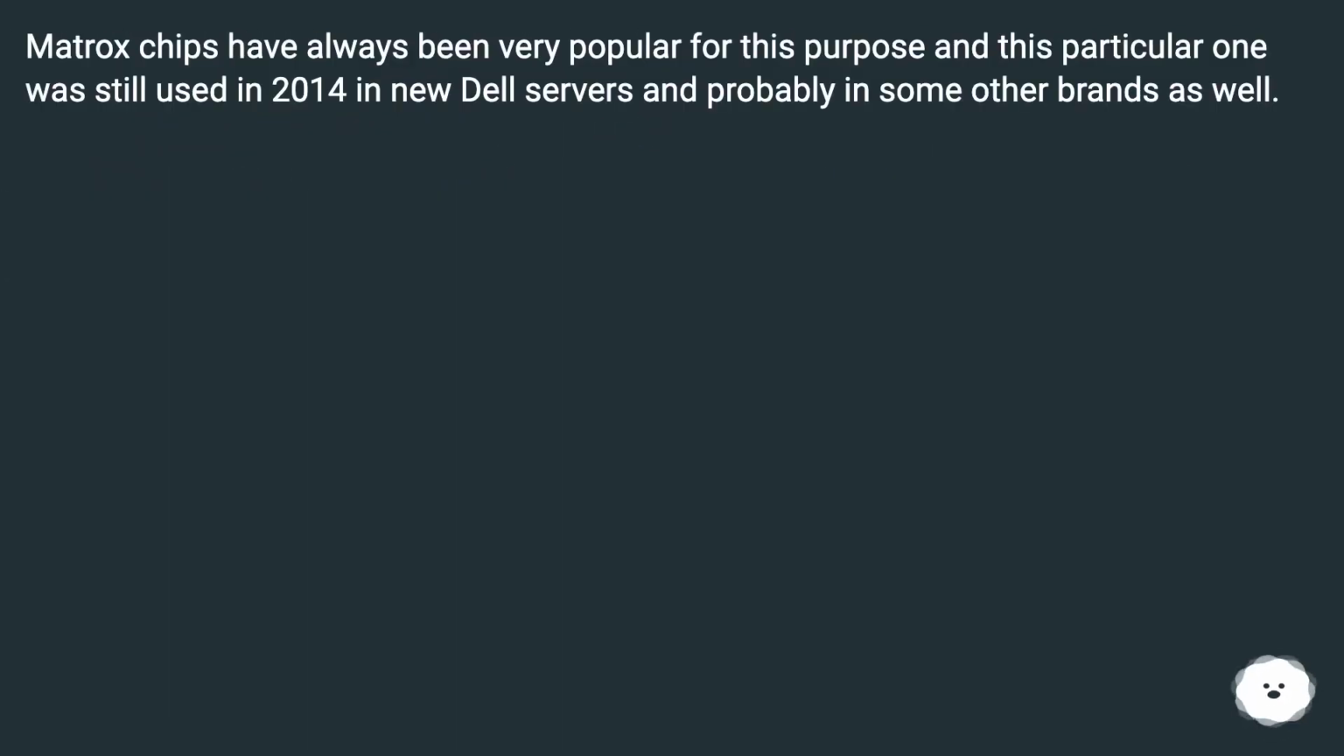Matrox chips have always been very popular for this purpose, and this particular one was still used in 2014 in new Dell servers and probably in some other brands as well.